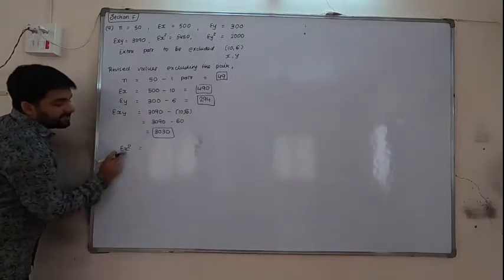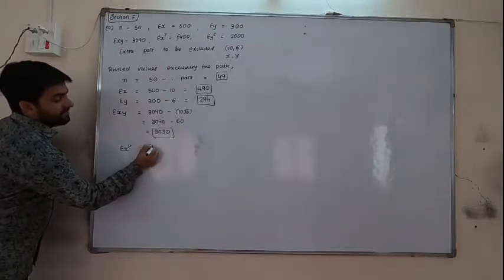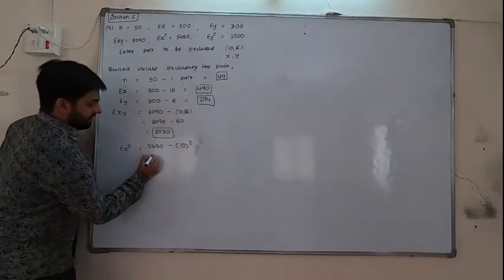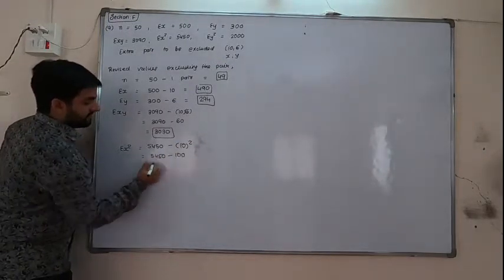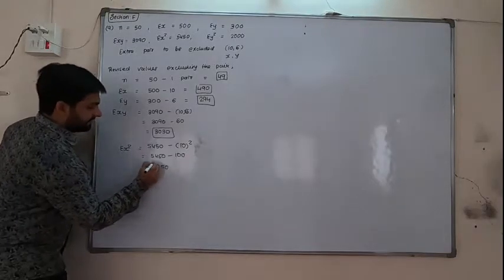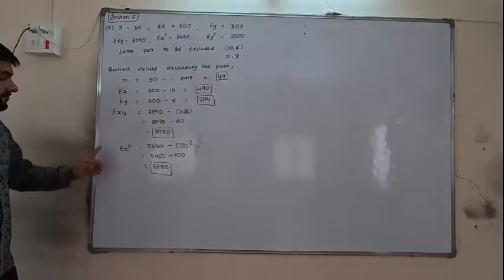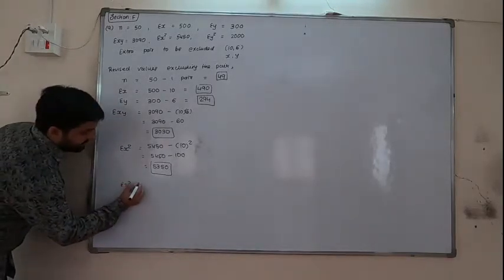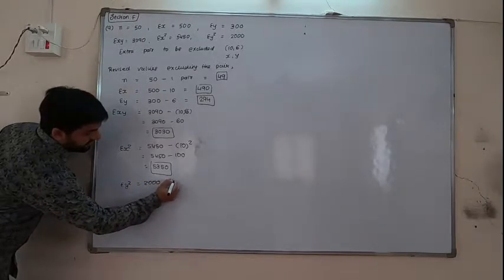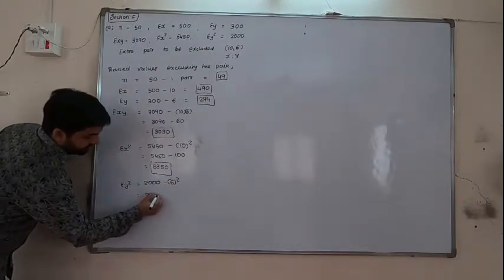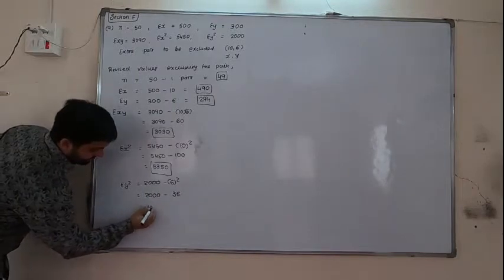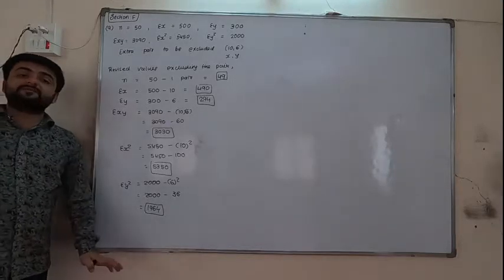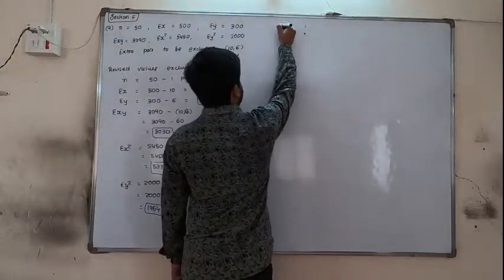Now x square. So what is the expression? Sigma x square is 5450. What will we subtract? Not 10 but 10 square. So 5450 minus 100 is 5350. Here the expression was multiplication, here it is square. In the same way, sigma y square is 2000 minus 6 square, not 6. So 2000 minus 36 is 1964. Now each of the values is revised.